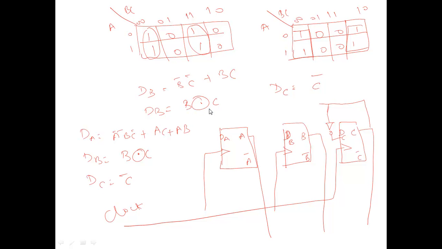And DB is B exclusive NOR C. So B is here, C is here. What you do? You take this one, you take this one, do the exclusive NOR operation, give it to the input of DB, and finally DA is A bar B bar C bar plus AC plus AB. So A is here, C is here and B is here. Okay, so what you can do, you can use all the 3 combinations and you can complete it here. So this I am leaving as work for you.